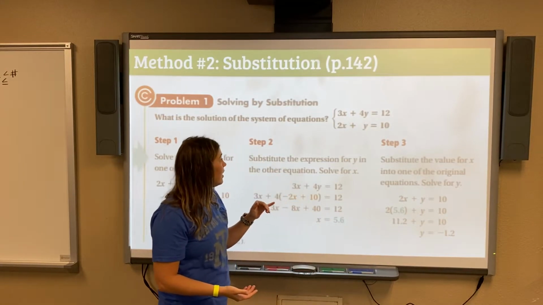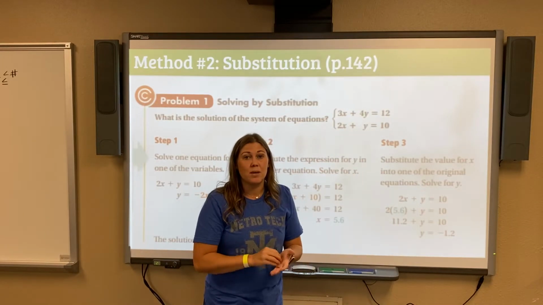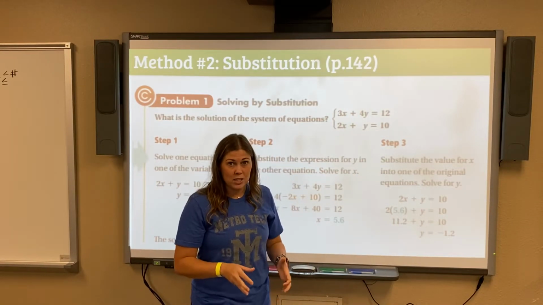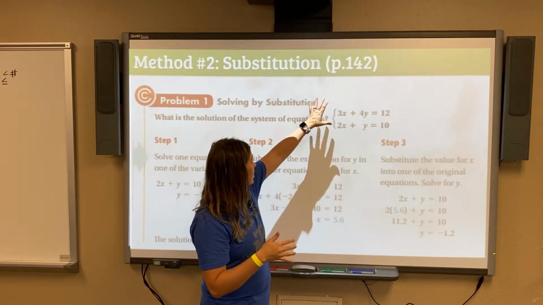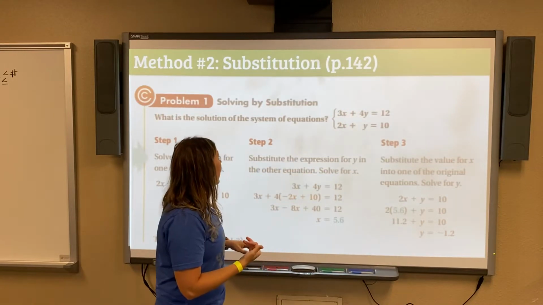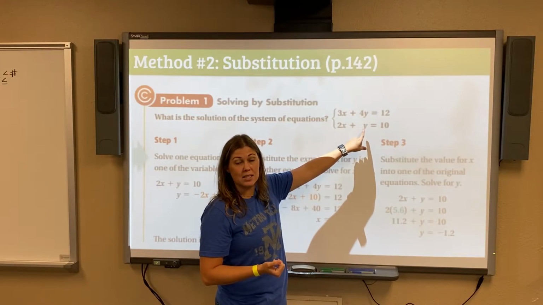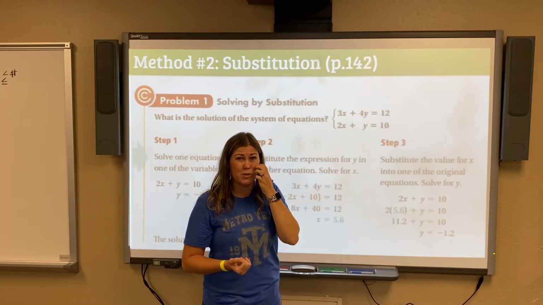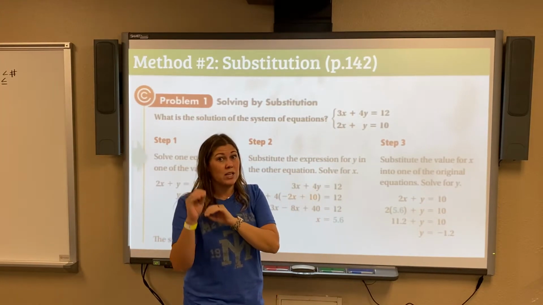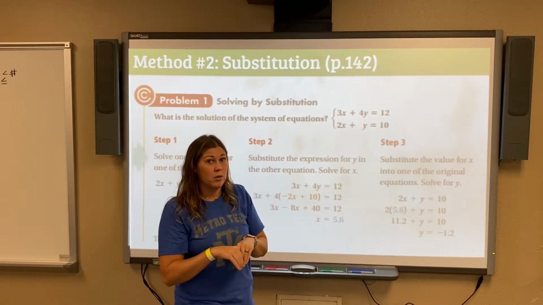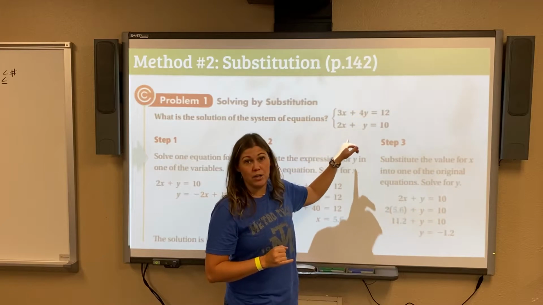Like this first one, we have 3x plus 4y equals 12, and then 2x plus y equals 10. With substitution, if you're solving with this method, you have to get y equals or x equals for one of the equations. Neither one of these actually says that. But if you look at the second equation, we can solve for y by just subtracting the 2x, and it'll be super easy because there's no coefficient, we wouldn't have to divide. So that's my little hint: whenever you're solving for a variable for substitution, check to see if there are any variables without a coefficient.